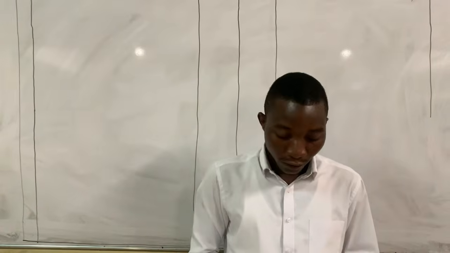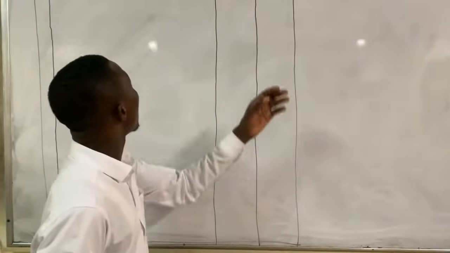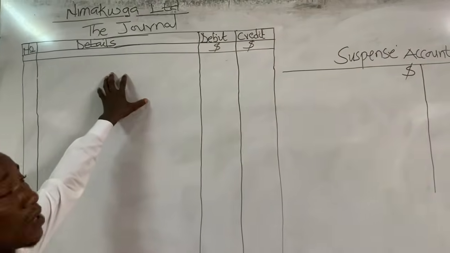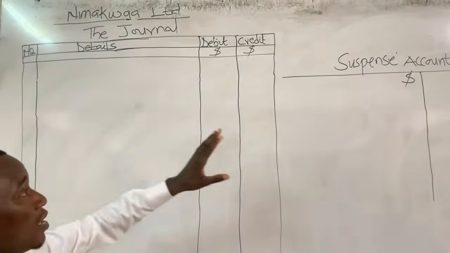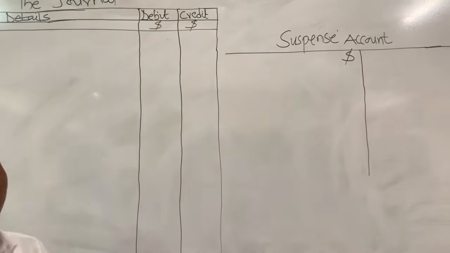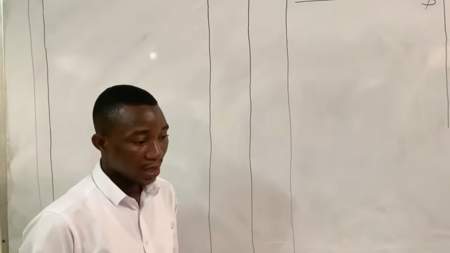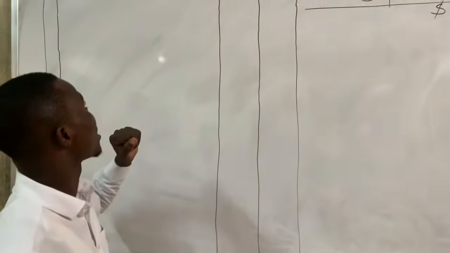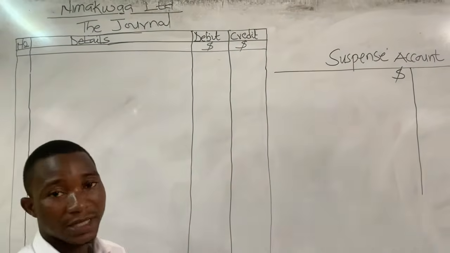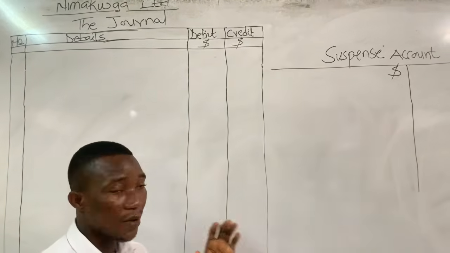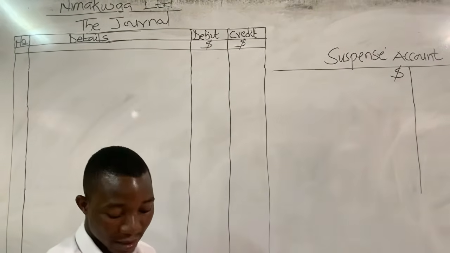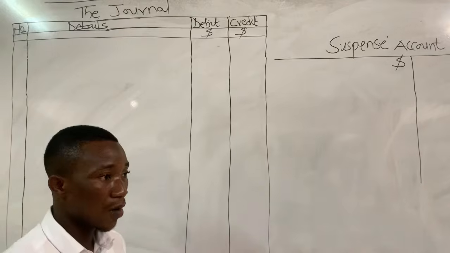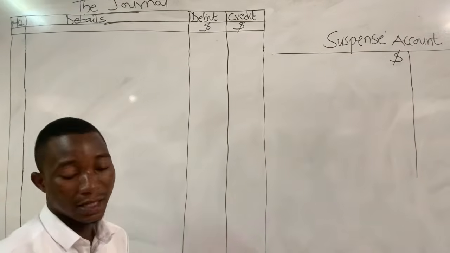Basically this is how the journal format looks like. Is that okay? And here is the suspense account too. So we will be taking the question one by one and try to correct them by means of the journal and then the suspense account. After that, we prepare the statement of adjusted net profit to correct our profit ascertained in the income statement.